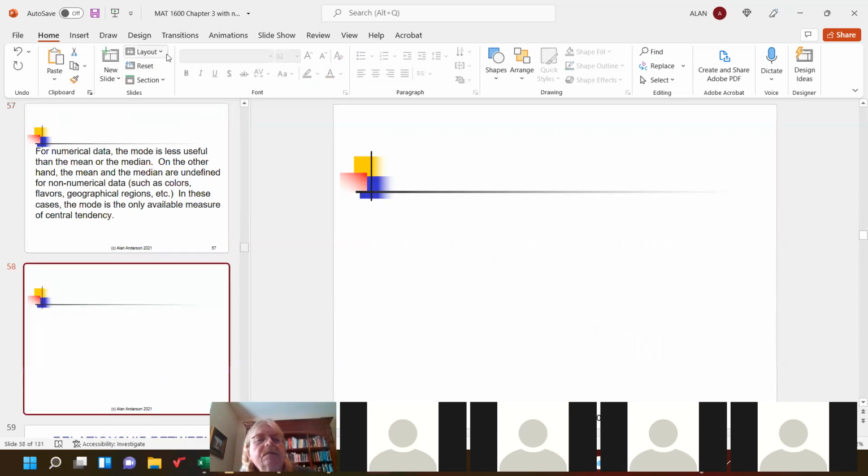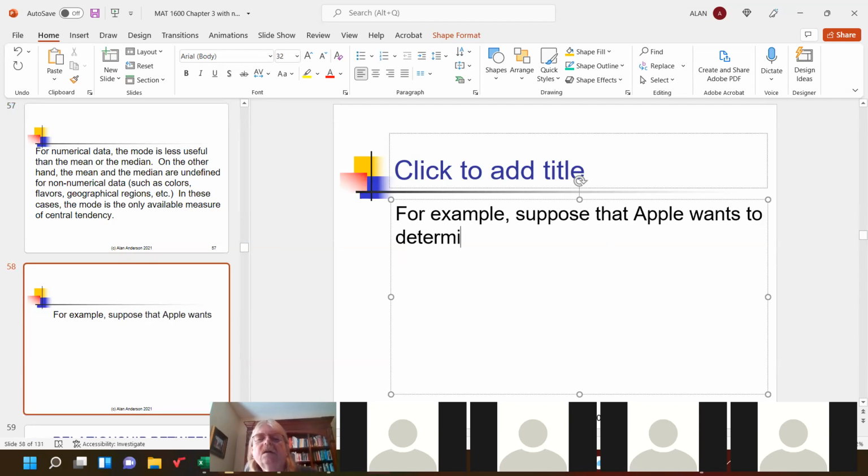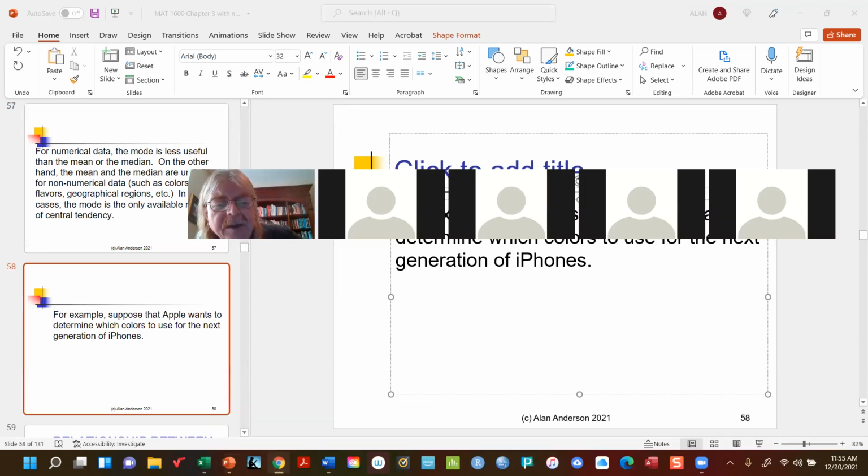For example, suppose that Apple wants to determine which colors to use for the next generation of iPhones. Now, I'm not sure myself what colors they currently offer. The one I have is dark gray, I think. Of course, you can pick any case you want, but the actual phone itself is dark gray. You know what, now that I'm thinking about this, let's find out.